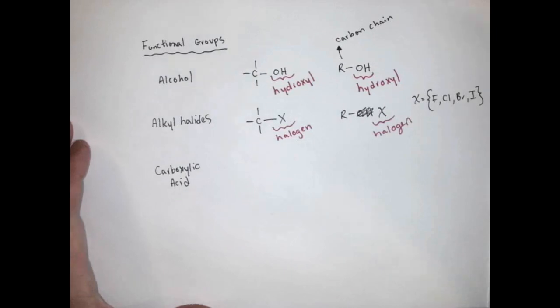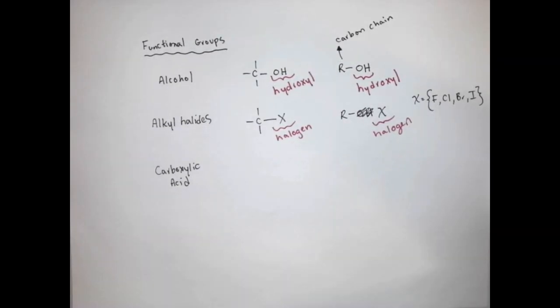Carboxylic acids, also very common. You can find these in lots and lots of things. Acetic acid, which is the component of vinegar, like 5%. Is it 5%? Yeah, it's 5% weight over volume. That's the concentration of acetic acid in vinegar that you can buy at a store.